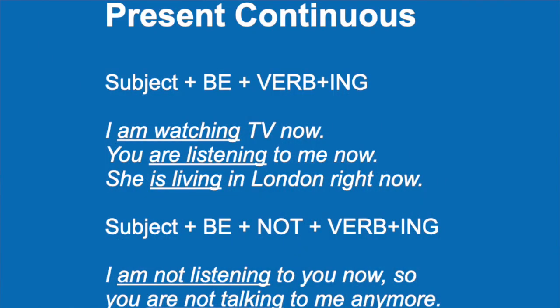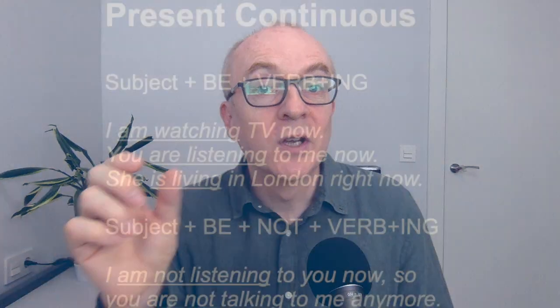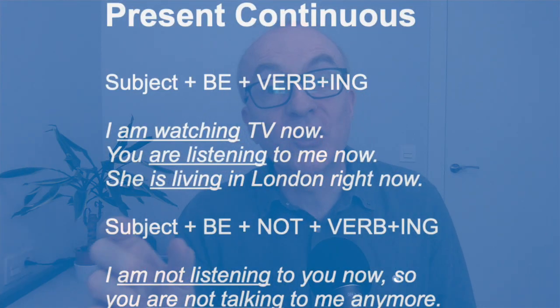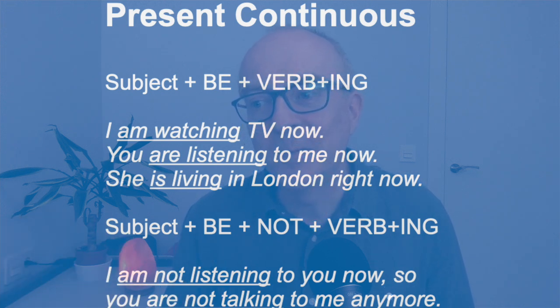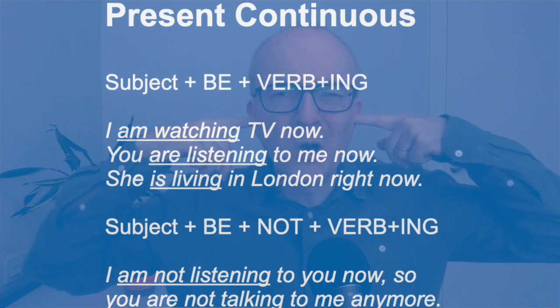Let's have a look at the form. So we will use the subject plus be plus the verb with ing. So I am watching TV now. Of course I'm not. I'm talking to you now. You are listening to me, right? She is living in London right now. Okay, that's the format. With the negative, we use the subject plus be plus not and the verb ing, right? I am not listening to you. I'm not listening to you anymore.